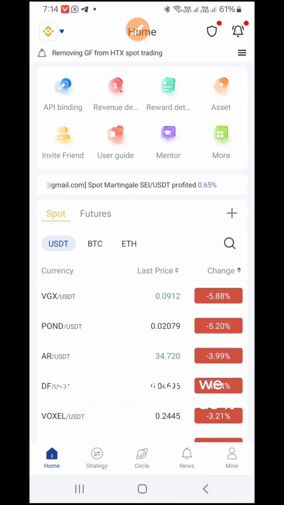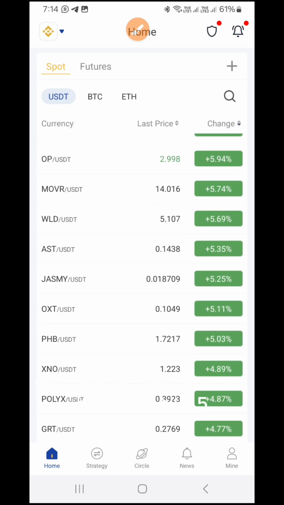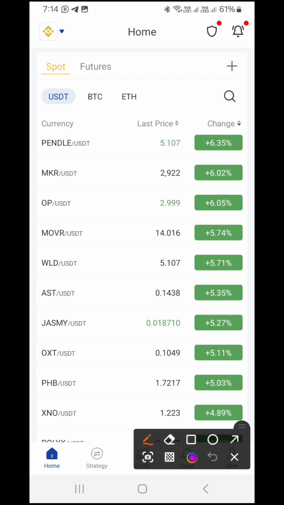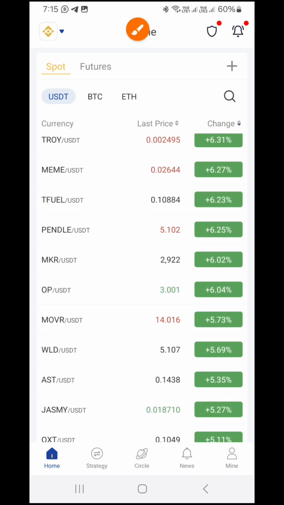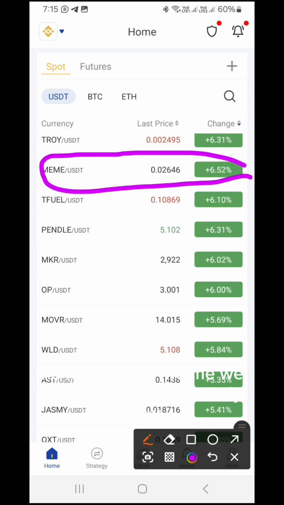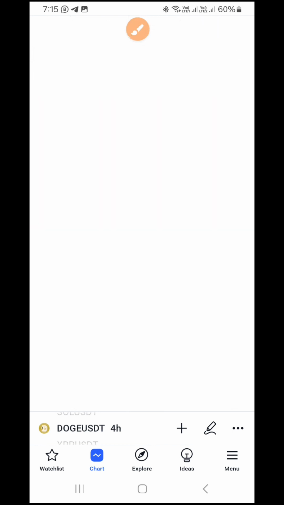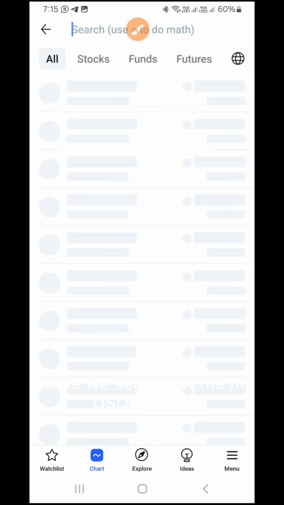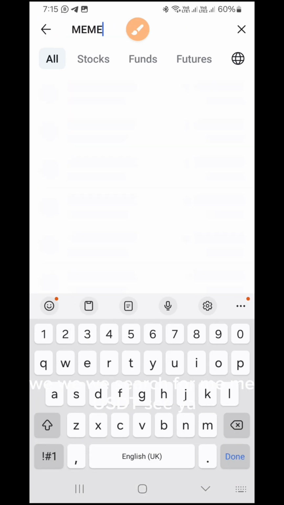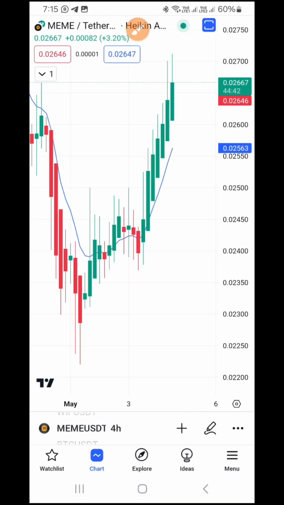This one we cannot do. We cannot enter it. You look for coins that are in at least +5, like this one, or at least up to +7. Okay, let me take this one, Meme. We go to our trade view and search for Meme USDT. See here, okay, it is in +5.